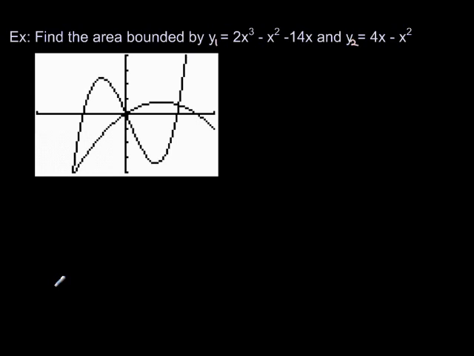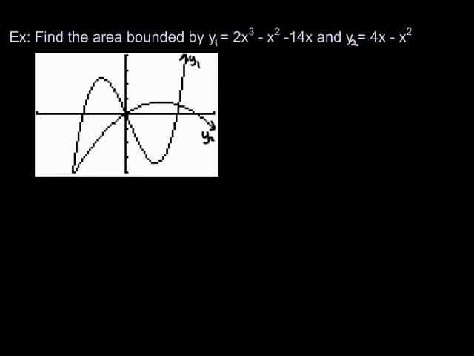We're supposed to find the area bounded by y sub 1, which is equal to 2x cubed minus x squared minus 14x, and y sub 2, which is equal to 4x minus x squared. I have a picture of the graph already shown for you, and I'm going to go ahead and label these curves. This one here is y1, and this one is y sub 2.